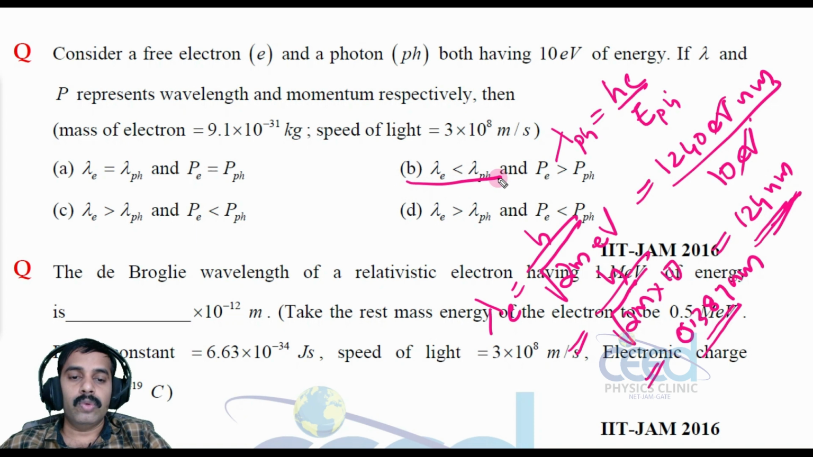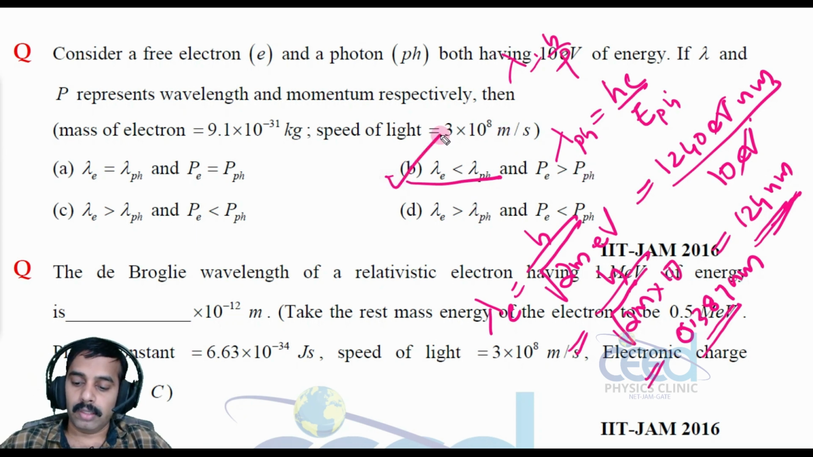So now if lambda electron is less, it means the momentum of the electron is greater, right? Because lambda is equal to h by p, right? So the momentum is in the reverse order. Lambda photon is bigger, which means the momentum of the photon is less. So the correct option is B. All right. Now let us come to another question.